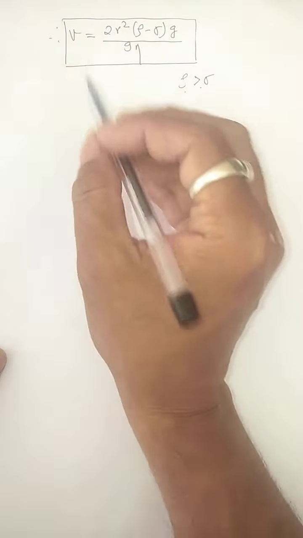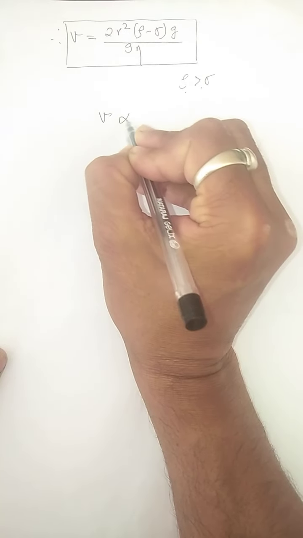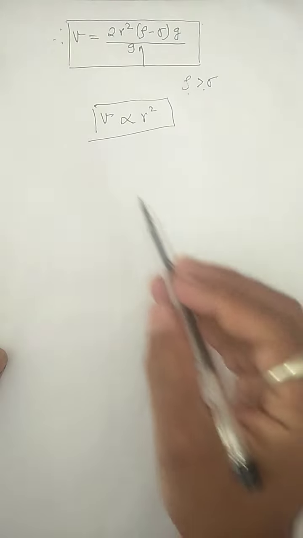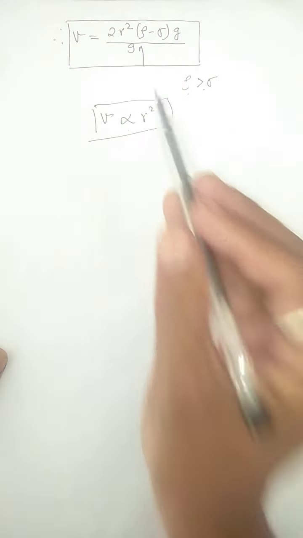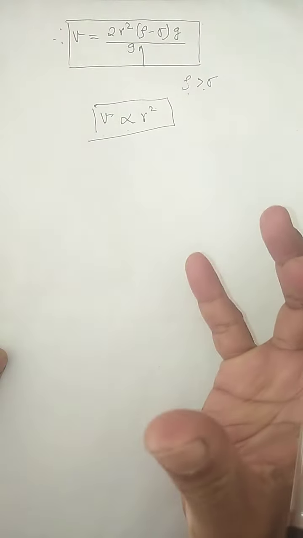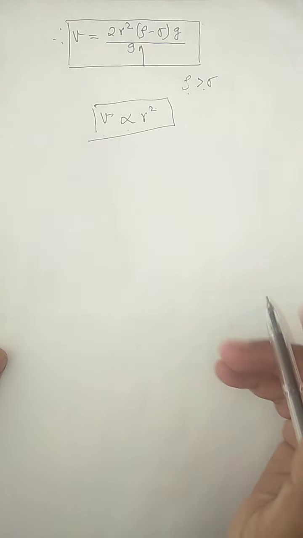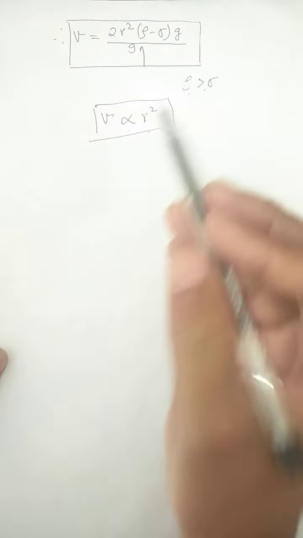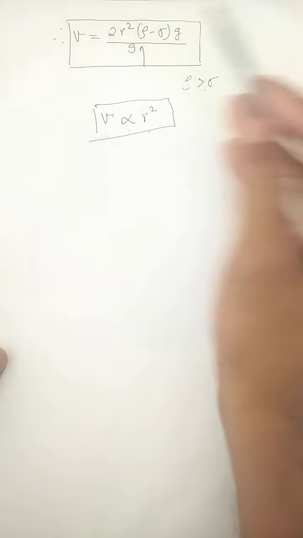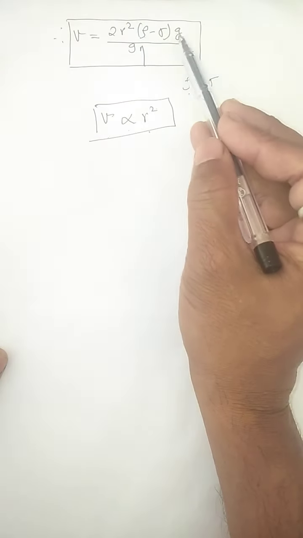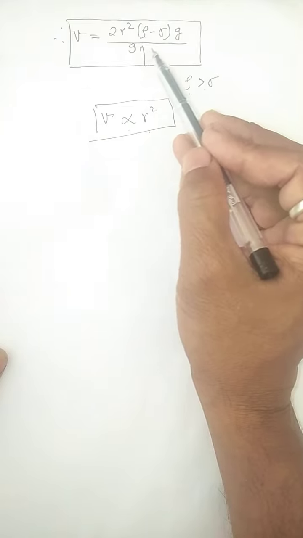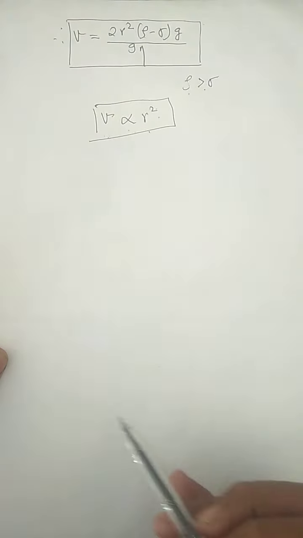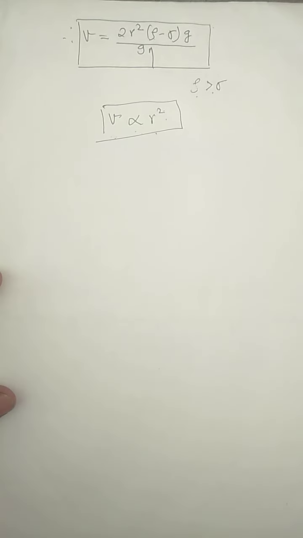So from the relation you can see the terminal velocity is directly proportional to r square, the square of the radius. Terminal velocity is directly proportional to the square of the radius. Meaning the larger the spherical ball we take, the more the terminal velocity. That means terminal velocity is directly proportional to the square of the what? Radius. Because the other factors basically remain constant: rho, g, sigma, eta will remain constant. That's why when the radius of the spherical ball increases, the terminal velocity also increases.